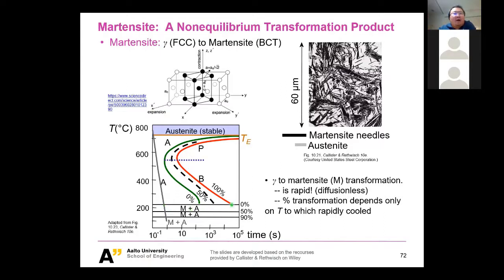Yeah, so it also has a contour, but this contour is not a function of time. It is a function of temperature only. If you enter a certain temperature, you will start the martensite transformation. And if you reach a certain lower temperature, you will finish with a completely martensitic transformation. All right, so this is a typical non-equilibrium phase transformation for martensite.